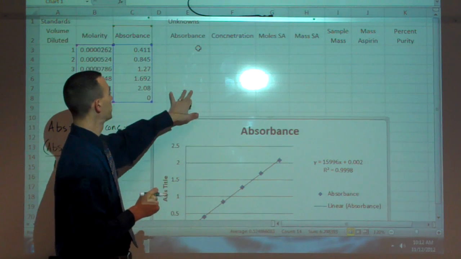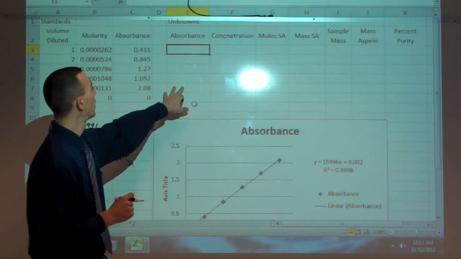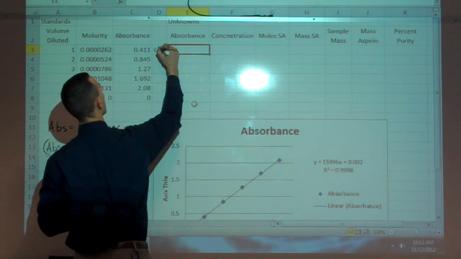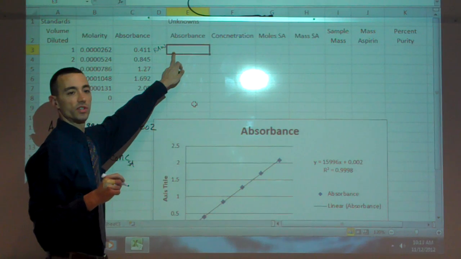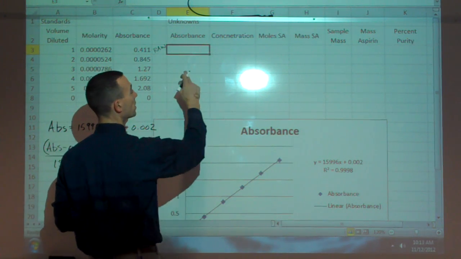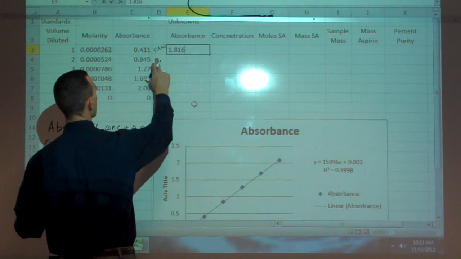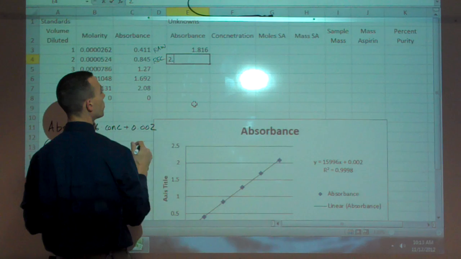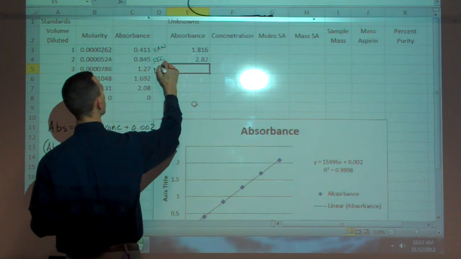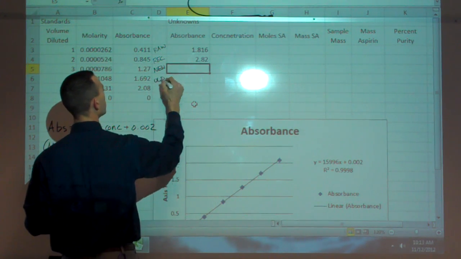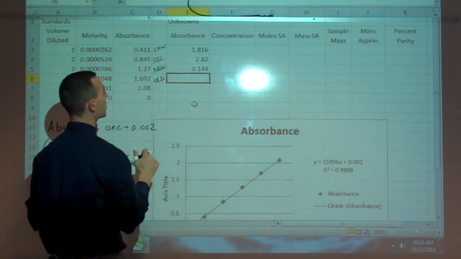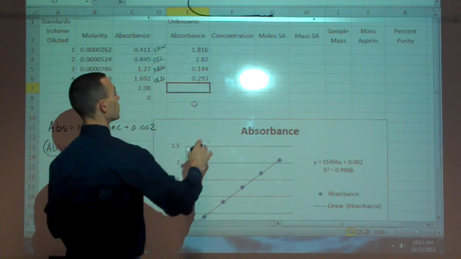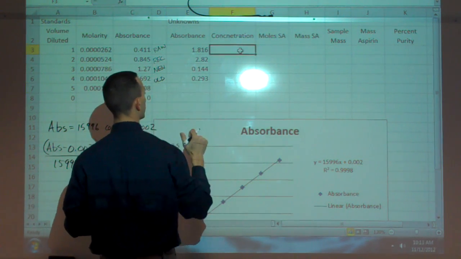And then what we need are the absorbances of some of our unknowns. Okay? So how about the raw? I'm going to list them out. Raw, what was the absorbance of our raw solution? 1.816. Of the recrystallized? 2.82. How about the new commercial? 0.144. And the old commercial? 0.293. Okay. So now, there's a typo in my concentration.